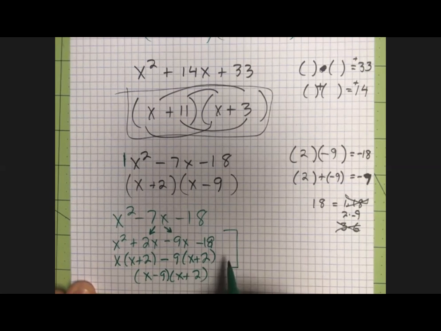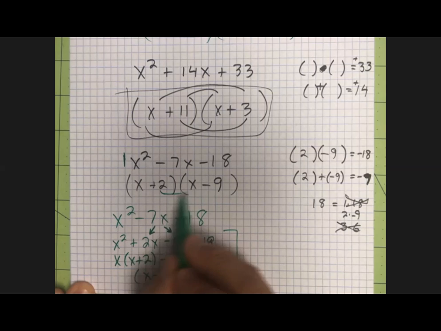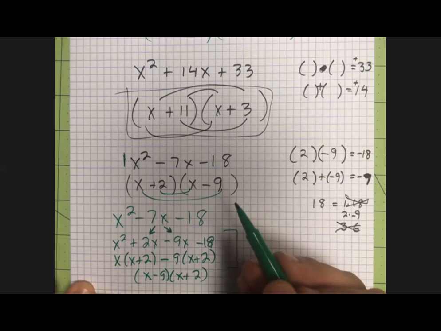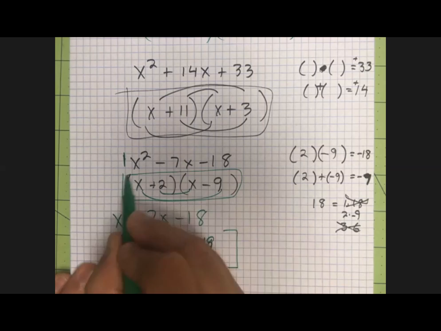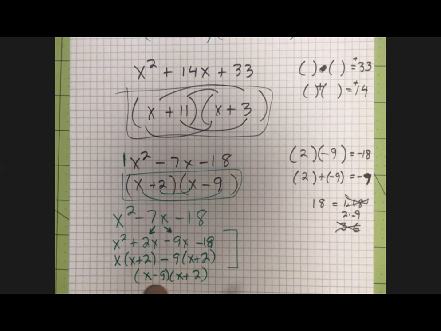Now, did I really do this factoring by grouping in my head? No. I just liked the 2 and minus 9, so I tested them, and they worked, and I was happy. And that's all you have to do. But if you were stuck, what your brain is doing in the background is this.